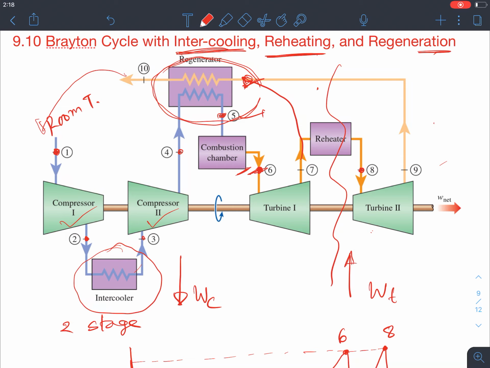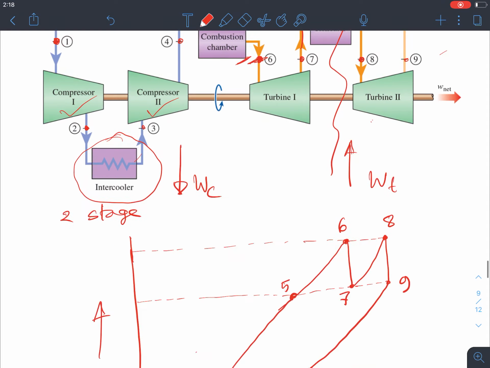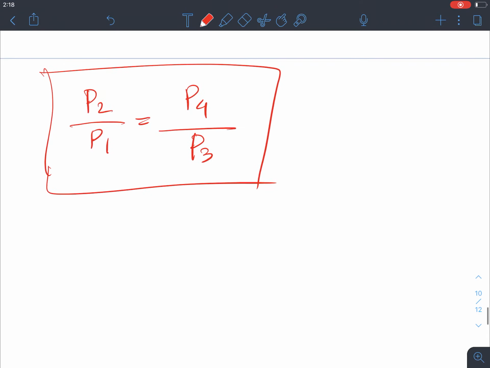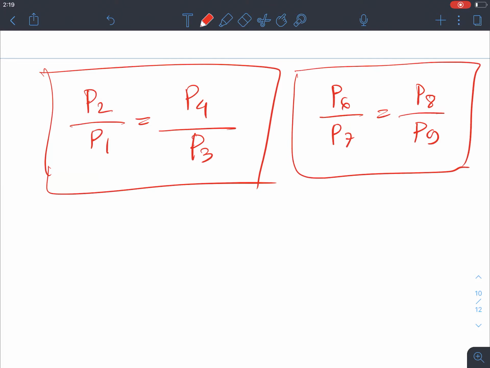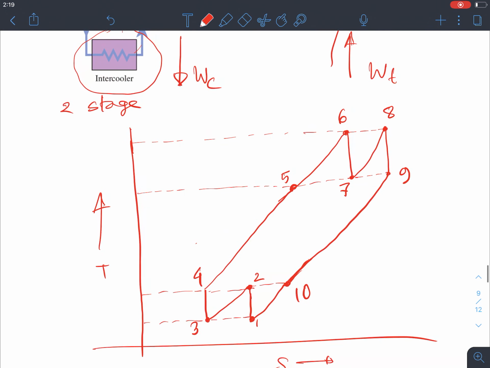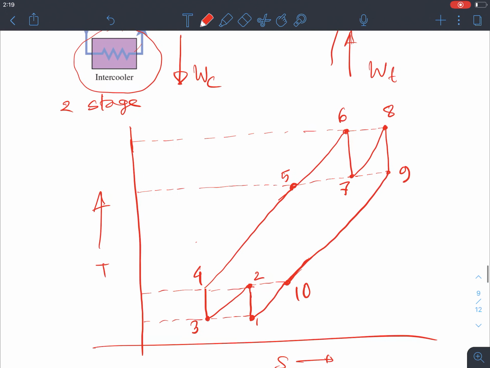And if we look at the turbine, similarly, pressure at 6 and pressure at 8 would be the same, because both of them are inlets for those turbines, and then pressure at 7 and pressure at 9 would be the same. So the relationship will be P6 divided by P7 equals P8 divided by P9. So that's the relationship between the pressures.